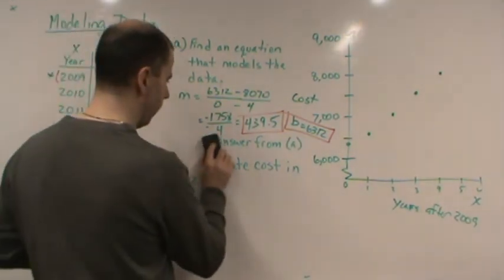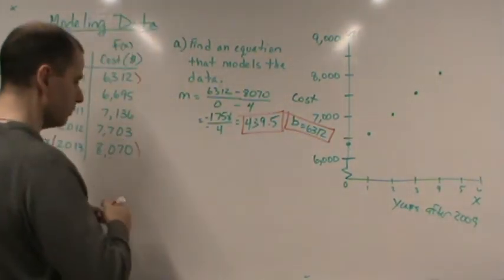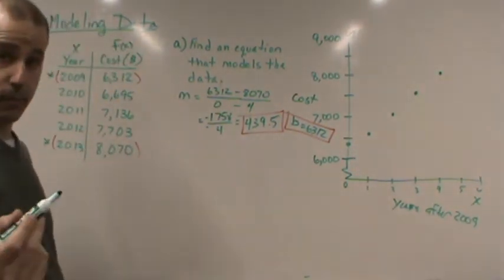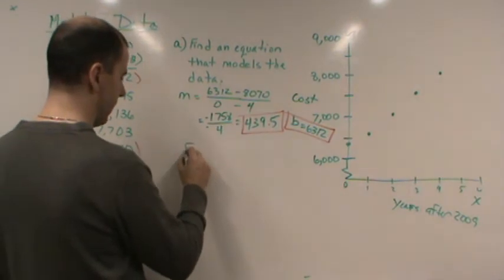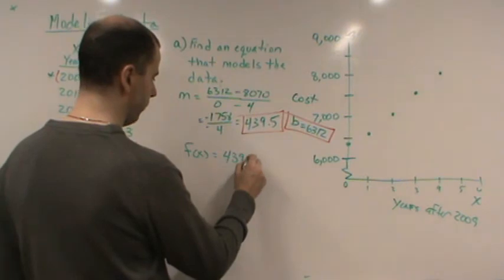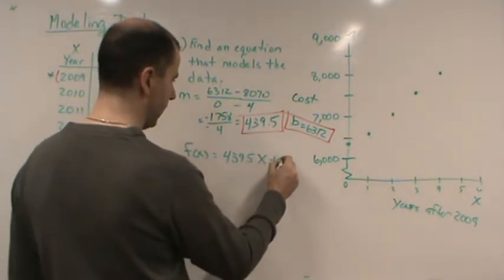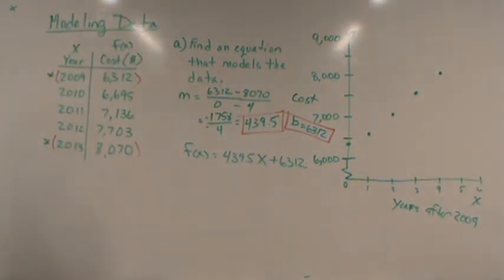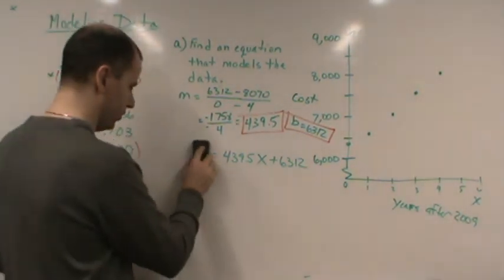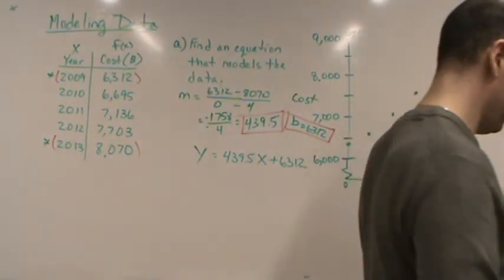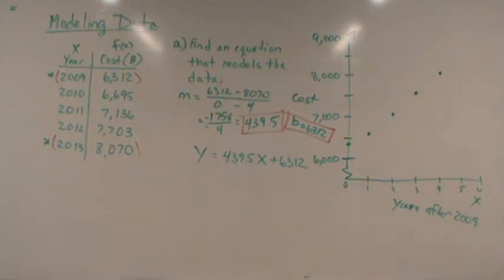So what's our equation of a line? What's our model? Our model is f of x equals 439.5 times x plus 6312. And so there's the model that we're going to use. Or in other words, we could use y. And so that's part A. Now we've got our model.